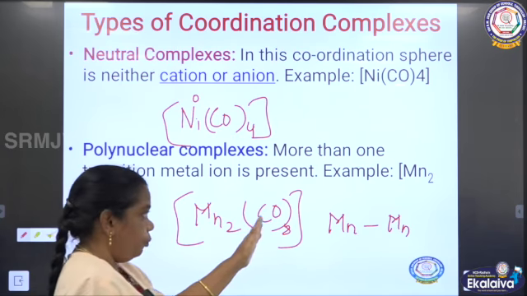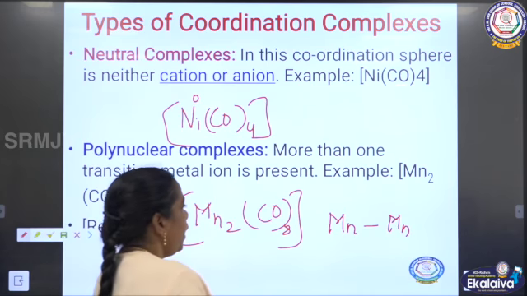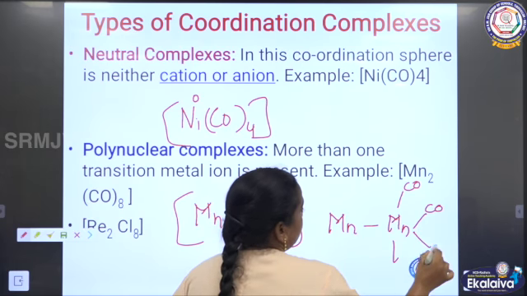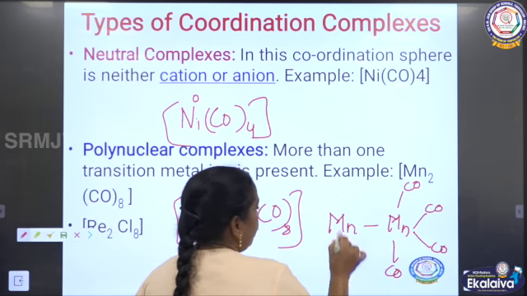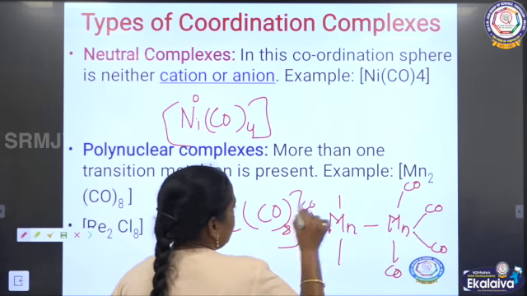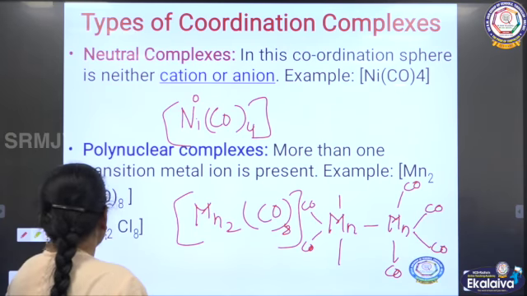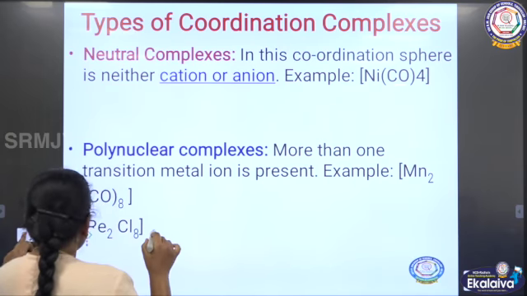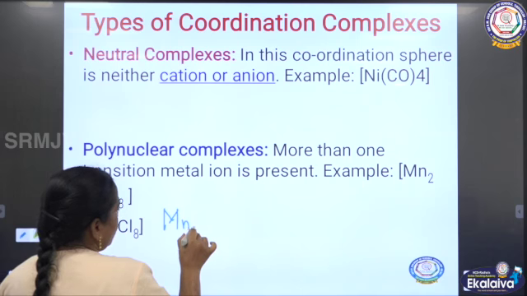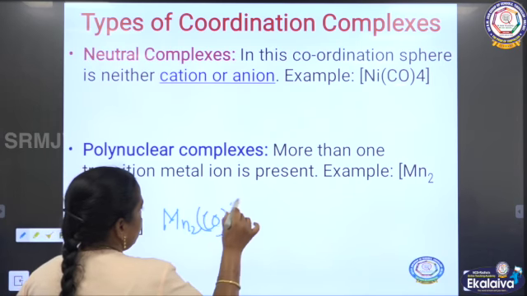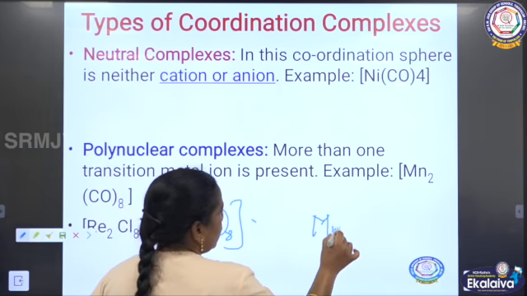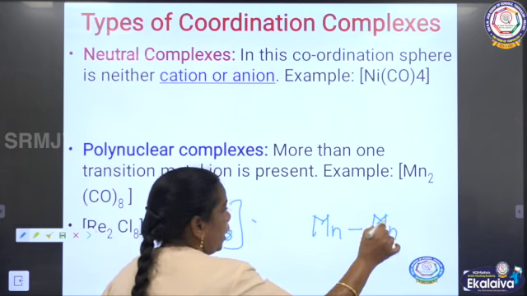So, here the bond between the central metal atom, and then each metal ion can have a bond with CO and CO. Now you can see that in the complex Mn2CO8, octacarbonyl dimanganate.